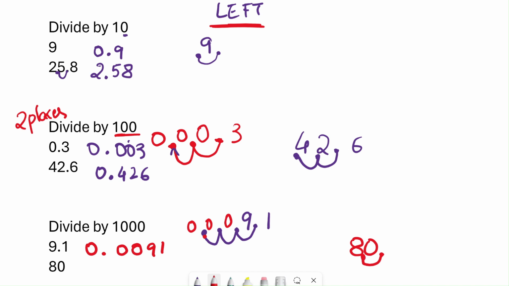So you take 80, there is no decimal point seen, so it is hiding at the right end, and it moves 3 places to the left, 1, 2 and 3. So fill the gaps with 0, so it becomes 0. This is my new point, 0.080, or I can write 0.08.